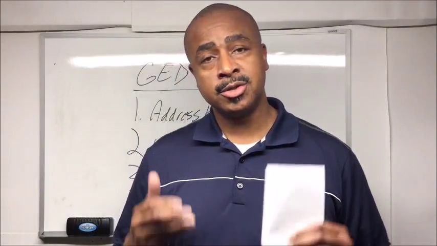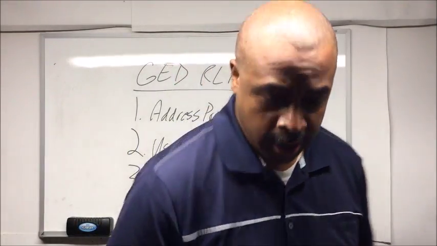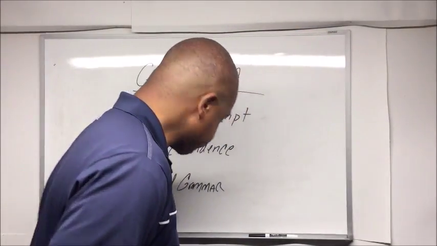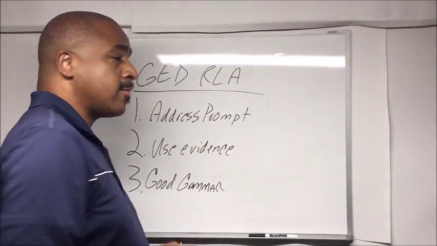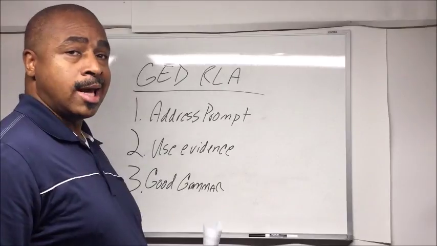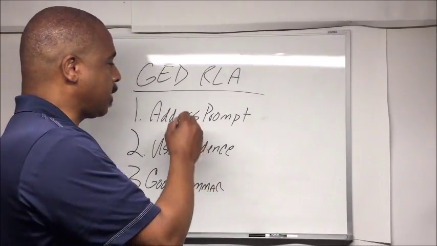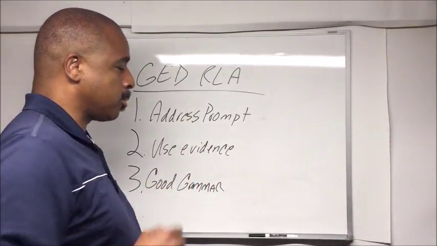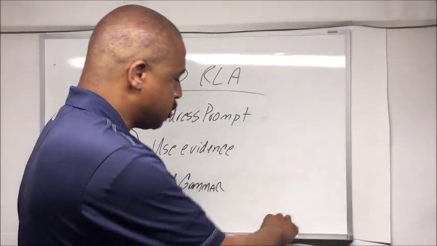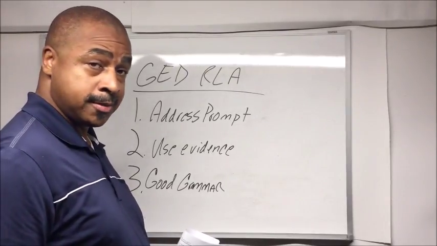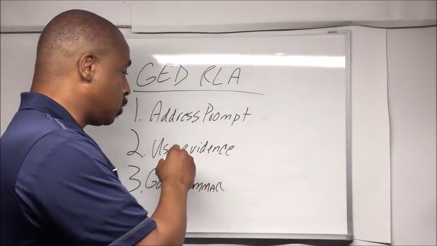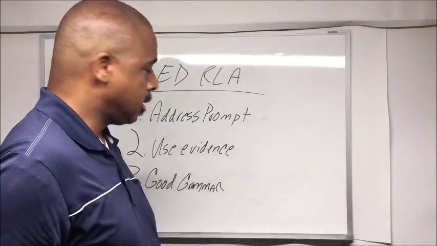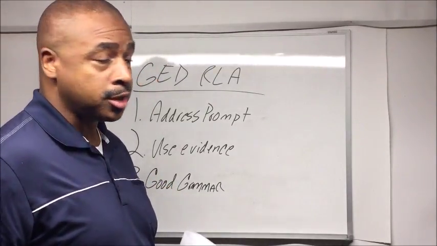So this video is going to show just in a second, and what you're going to see me doing is making sure that this student addresses the 3 prompts. So in order to have a successful RLA extended response, you have got to address these 3 things. Number 1, you have to address the prompt. What does that mean? That means that you have to answer the question, okay? Number 2, you have to use evidence. Number 3, you have to use good grammar.